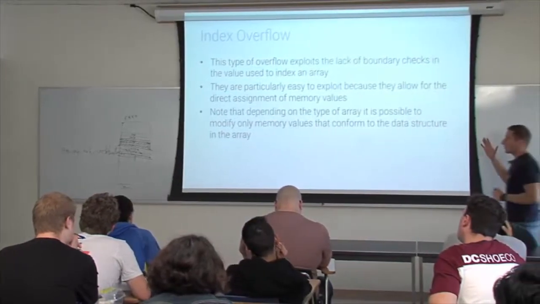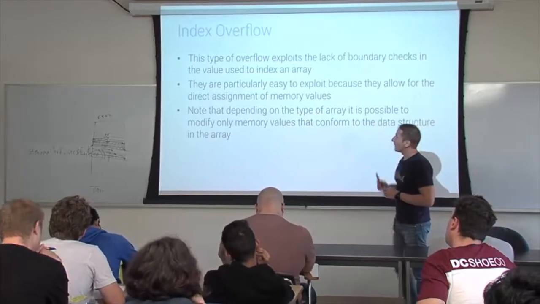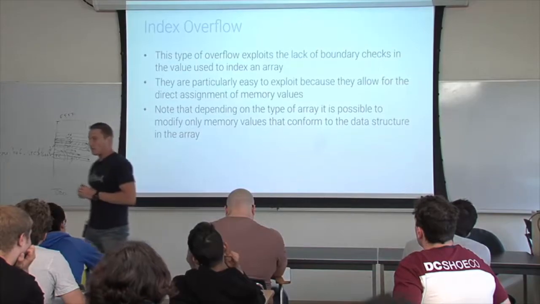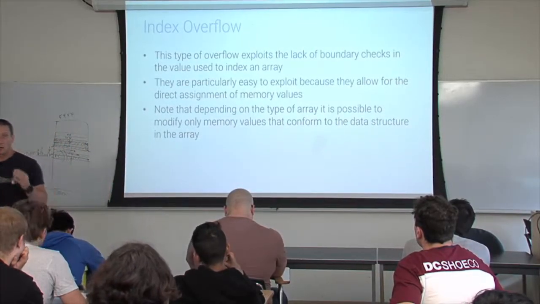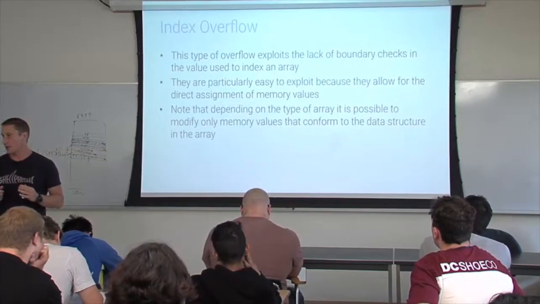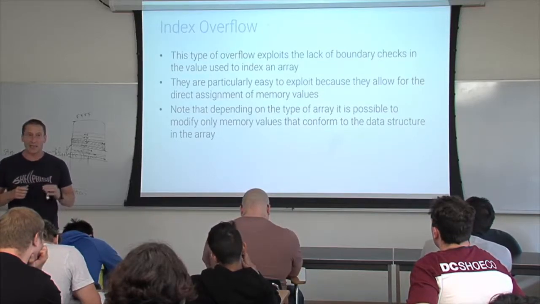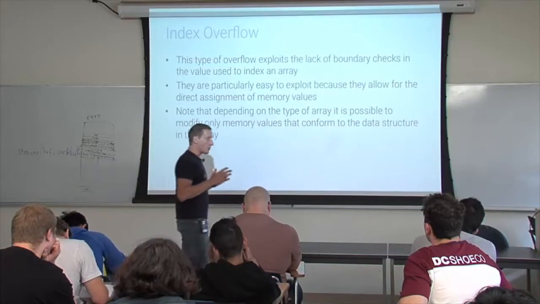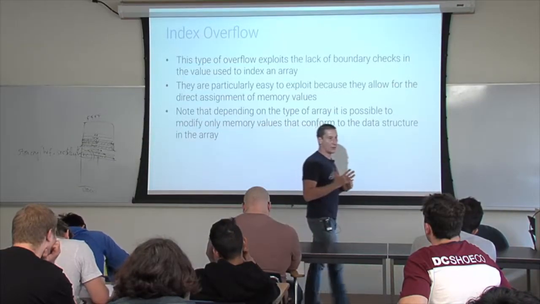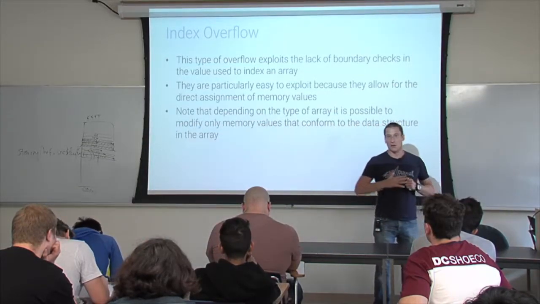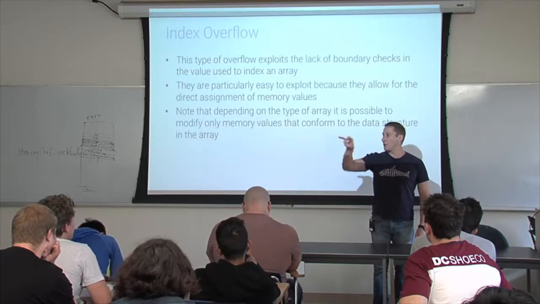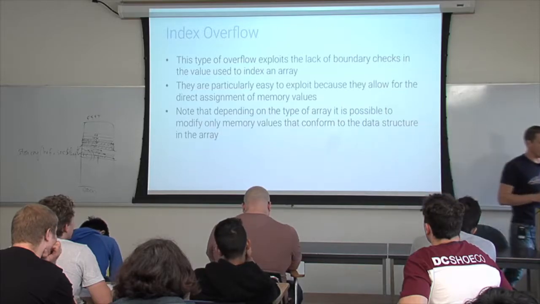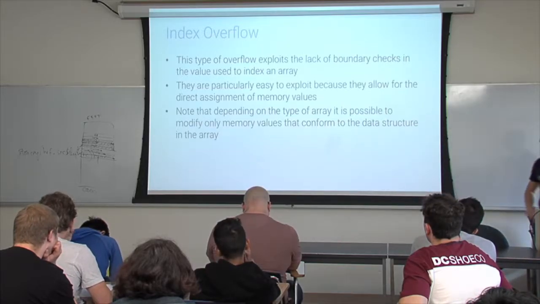Another even easier way of overflowing is index overflow. These are very easy because fundamentally they give you what we call arbitrary write in most cases. That means that you can set in memory any value or almost any value to whatever you want. And once you have that, you don't have to overflow. We just set that value to the address of my shellcode, and you're fundamentally done.